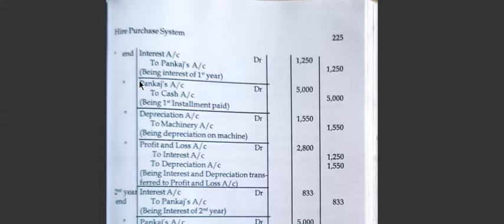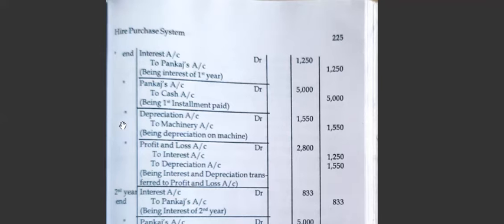So the first entry will be the interest due entry, next the installment paid entry, next the depreciation charge entry, and the last one is the transfer entry. The same thing is followed here. Interest to Pankaj account: the interest we calculated in the working note, you will get 1,250. So the entry will be interest account debtor to Pankaj account, being the interest for the first year. Again the installment: Pankaj account debtor to cash account, being the first installment paid, that is the installment amount.